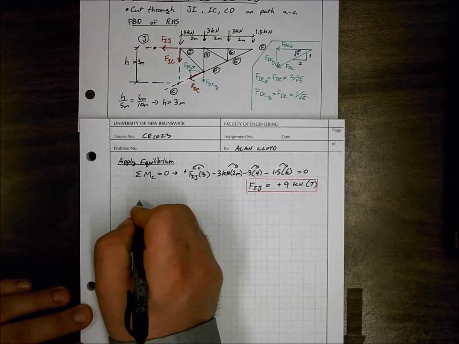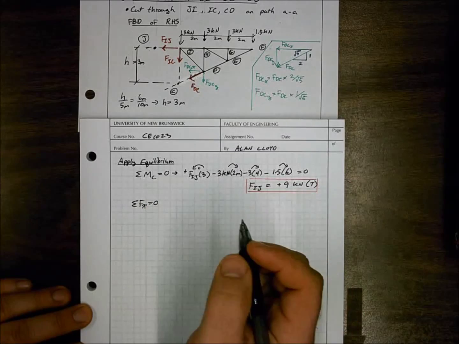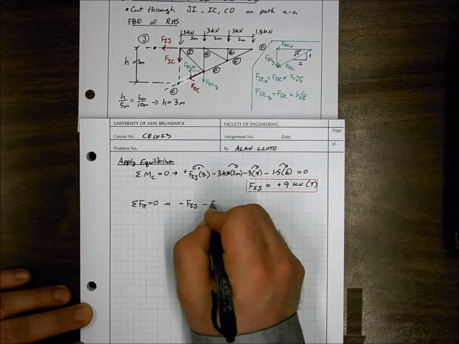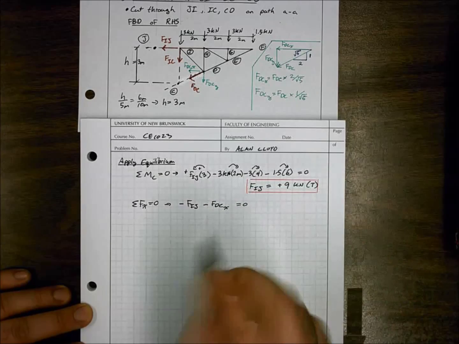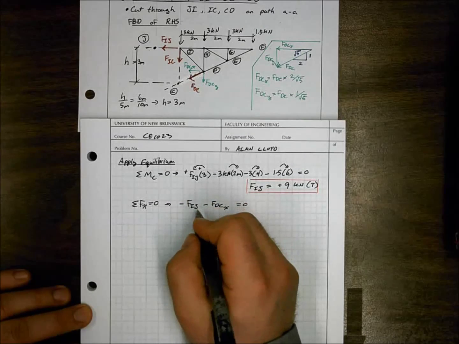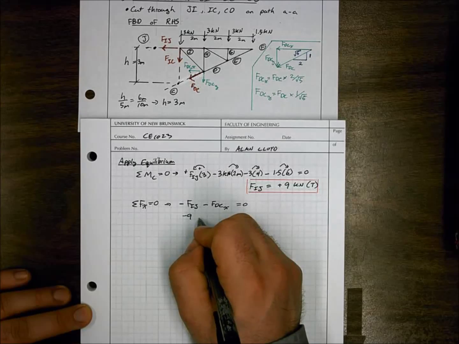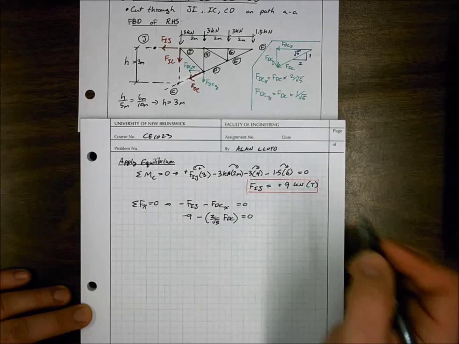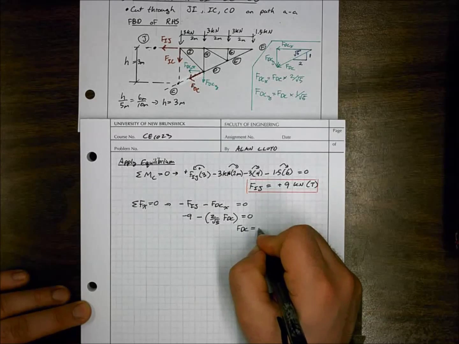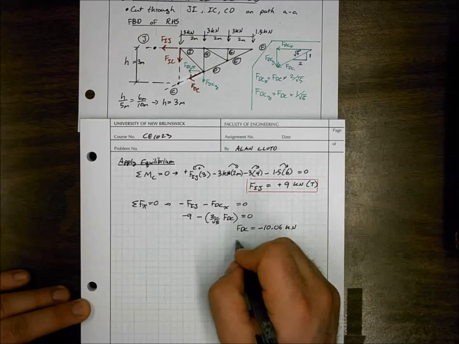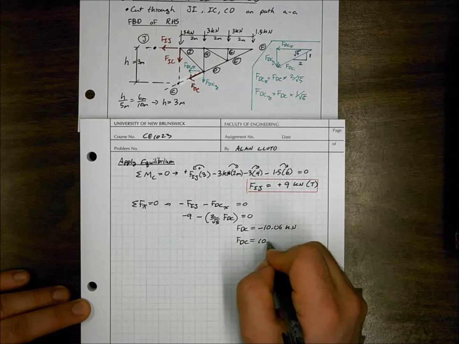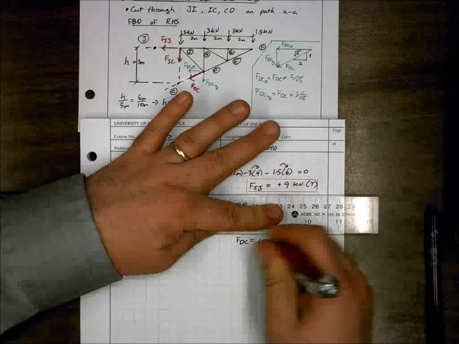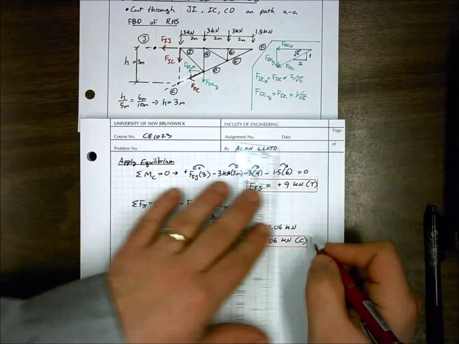So we can take the sum of forces in x and set that equal to 0. And this means that we have a negative force FIJ minus FDCx is equal to 0. So they're negative because they're acting to the left. And if we plug in what we know, we have minus 9 minus 2 over root 5 FDC is equal to 0. And we end up with FDC is equal to minus 10.06 kilonewtons. That means, since it's negative, FDC is equal to 10.06 kilonewtons in compression. And we can put a box around that because that's one of our final answers.